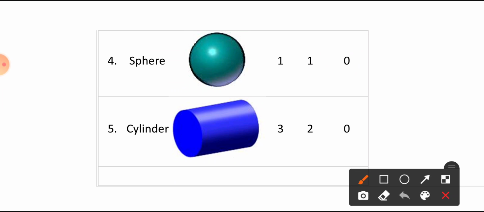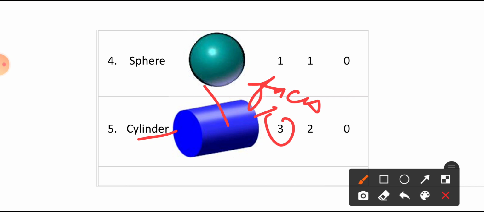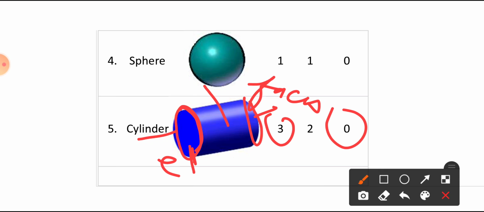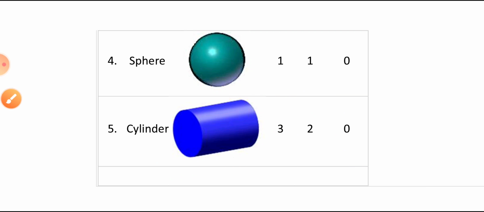And cylinder. Cylinder has how many faces? Total 3 faces are there. So 1, 2 and this one. How many faces? 3 faces, or we can say there are 3 sides. After that, how many edges are there? 2 edges. Edges means where the faces meet. So this one is one edge, and this is the second edge. And you can see there is no vertex or corner, so there will be 0 vertices. Like this you have to find in all the shapes.